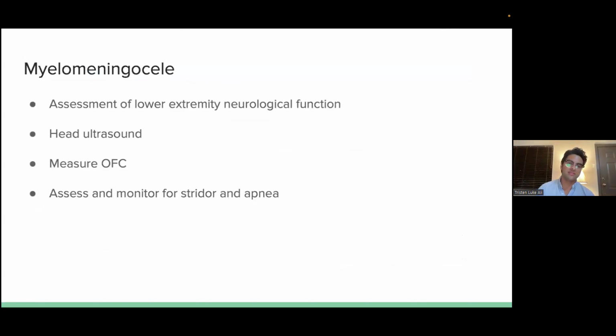So again, as previously noted in the table, assessment of the lower extremity neurological function is of utmost importance. A head ultrasound can be done, as well as measurement of the occipitofrontal circumference, and to also assess for respiratory symptoms, such as monitoring for stridor or apnea.